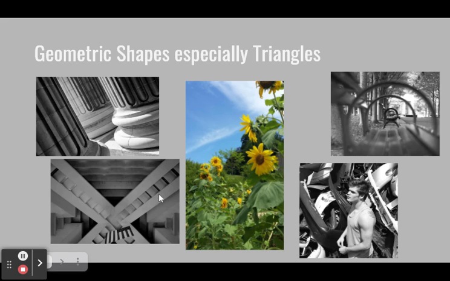So your eye is kind of trained towards geometric shapes. All right, and notice right here in this one, we don't even know what it is. I think this one down here is actually from under bleachers. Okay, but again, you're looking for geometric shapes, and triangles are really a good thing to have in pictures because the eye likes them. Our eyes, they are very pleasing in a photograph.